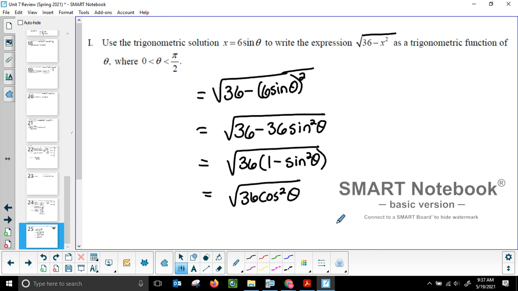Oh, hey, what do you know? Now there's no pesky addition or subtraction in there preventing me from just taking the square root of both pieces, so I can. The square root of 36 is 6. The square root of cosine squared theta is cosine theta. And we are done. And that is it, yes? All right, any questions or concerns?